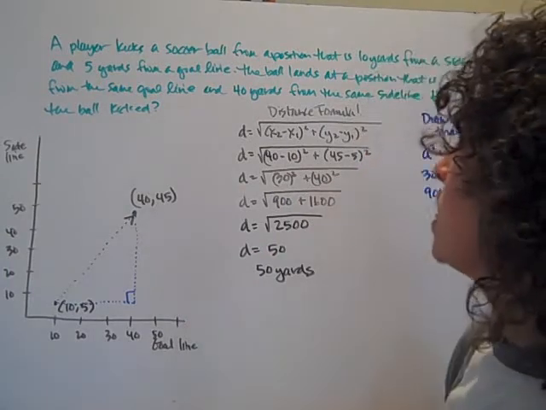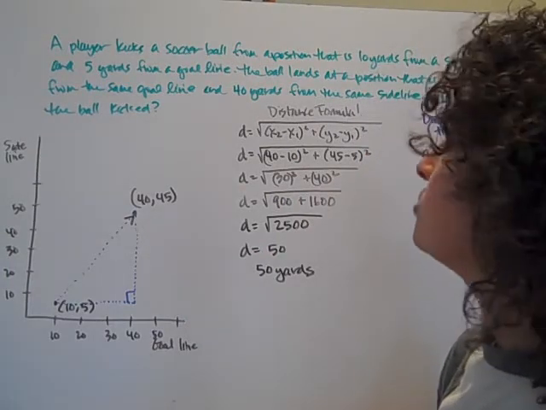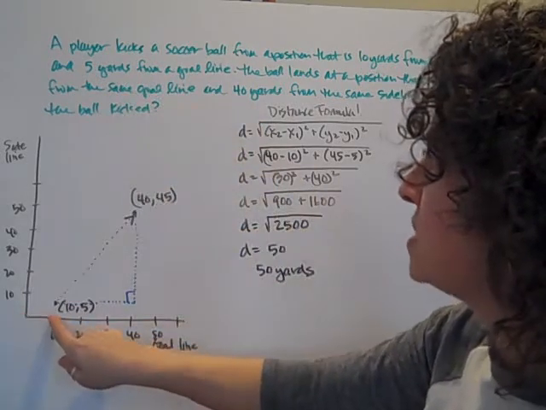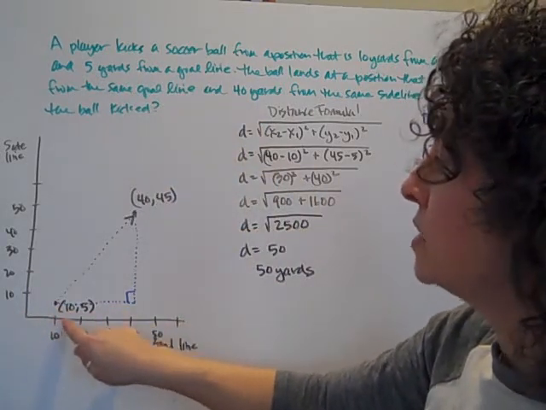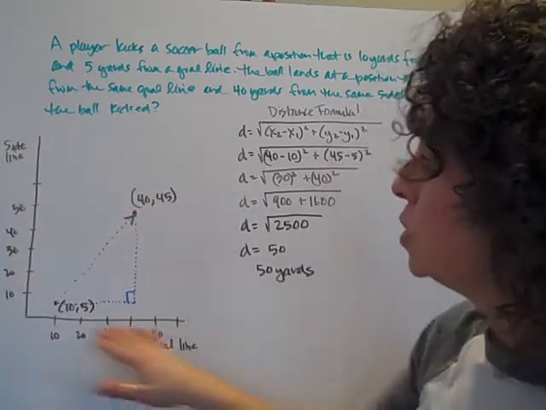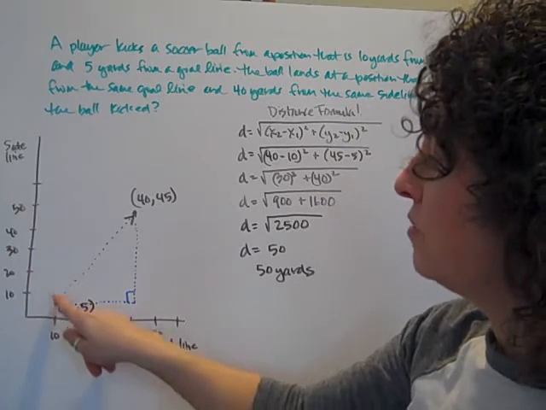A player kicks a soccer ball from a position that is 10 yards from a sideline and 5 yards from a goal line. So it's 10 yards from the sideline, 5 yards from the goal line. I could draw this out like it's on a coordinate plane, do my sideline, do my goal line. It's 10 from the sideline, 5 from the goal line.